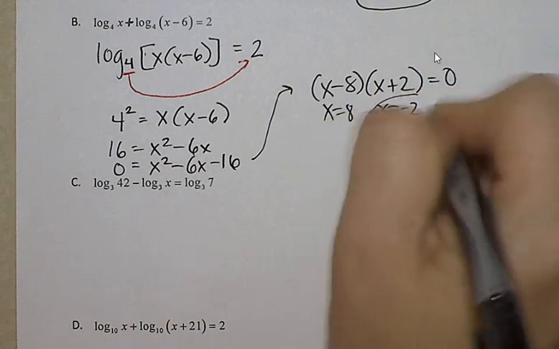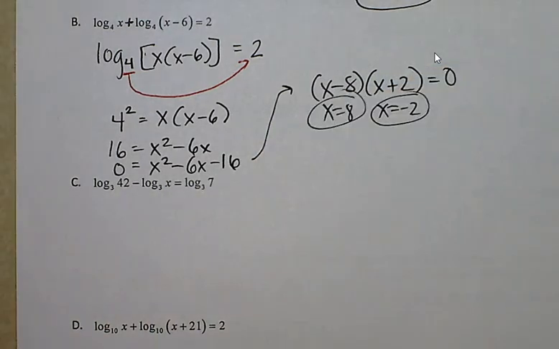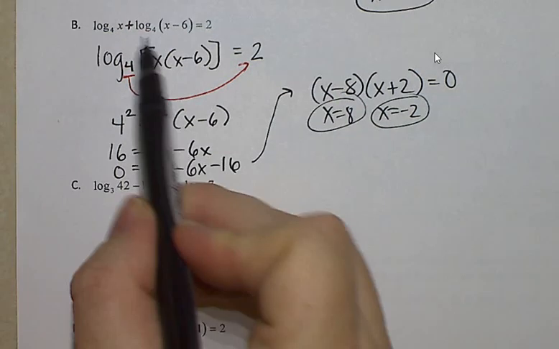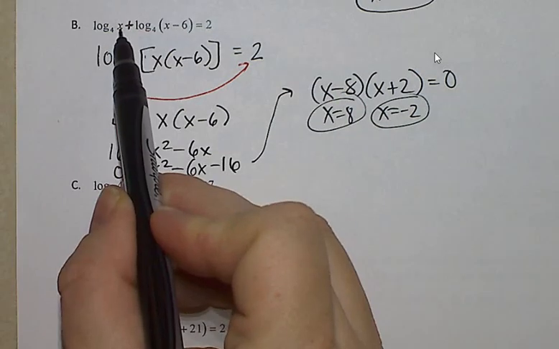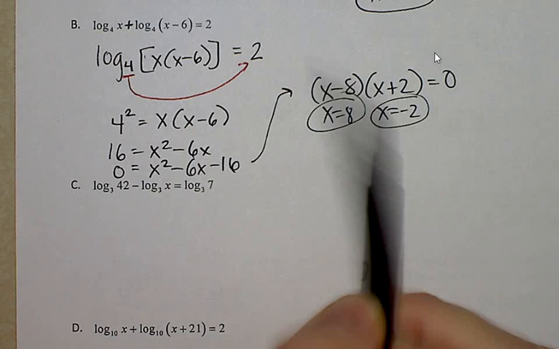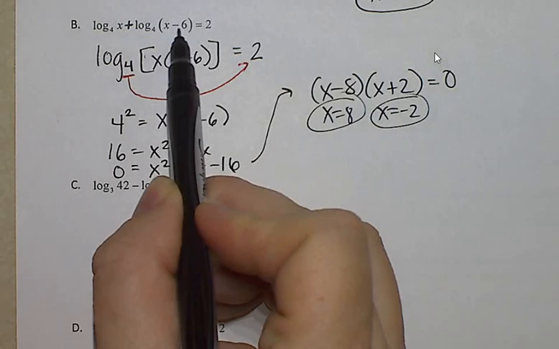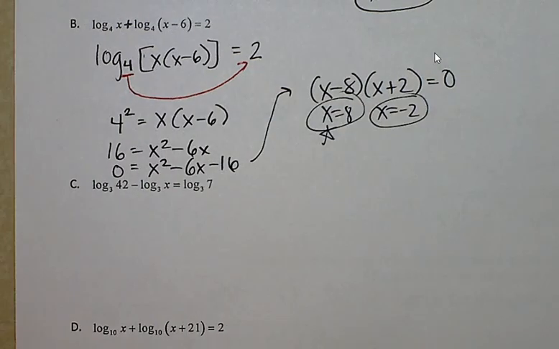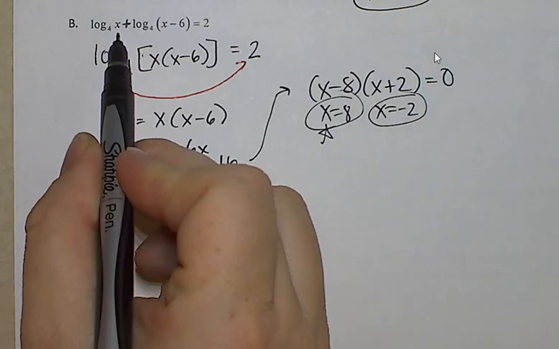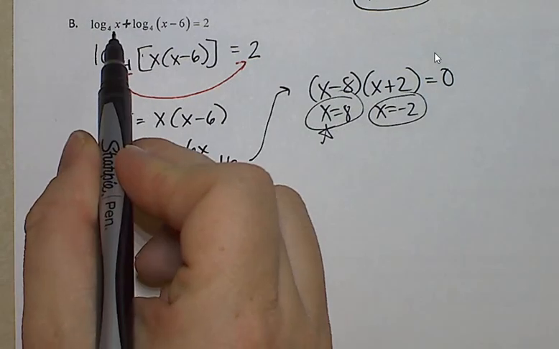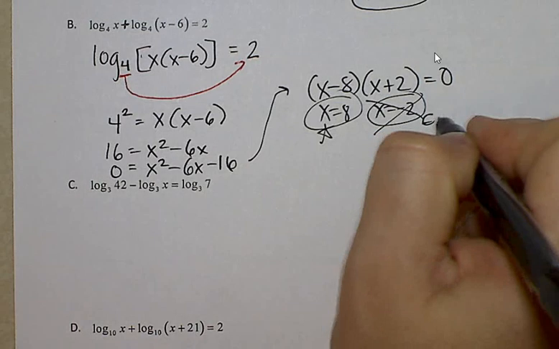You have to check them. Okay, so I'm going to start with 8. If I take an 8 and I plug it in here, I have not broken any math. It's still positive. If I take an 8 and I subtract 6, it's still a positive. This answer works. When I take a negative 2 and I plug it into this position, it's negative. Can't work. Extraneous solution.